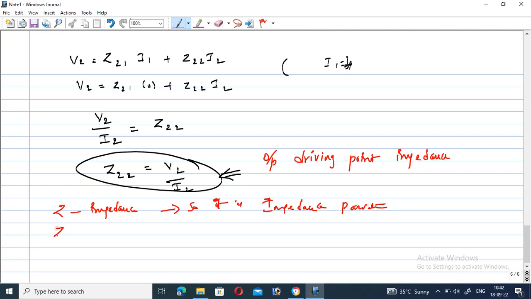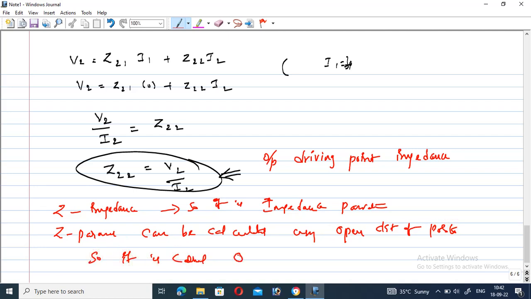As well as these Z parameters can be calculated using open circuit of ports, so they are called open circuit parameters. So this is about Z parameters, right? If you want to analyze an example problem, let us see the circuit diagram for this one.